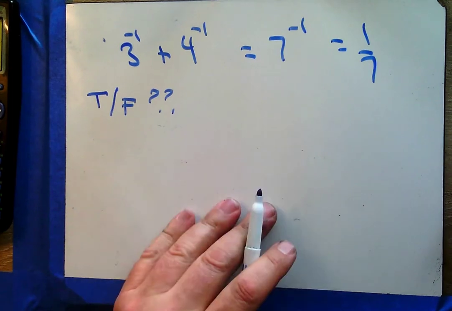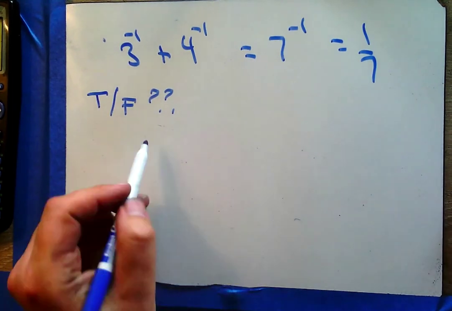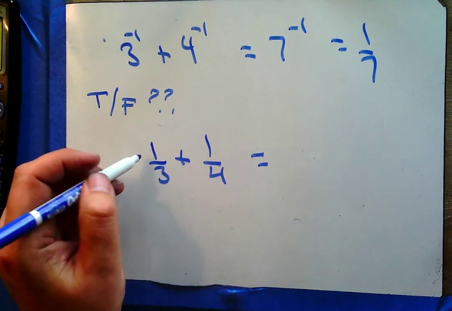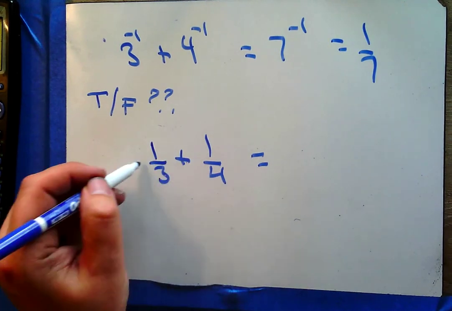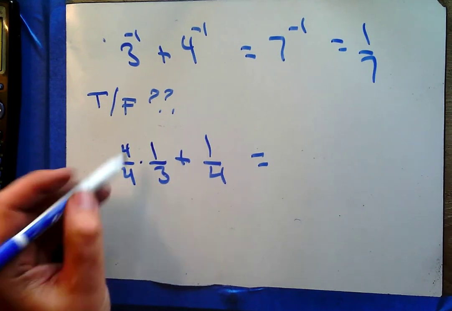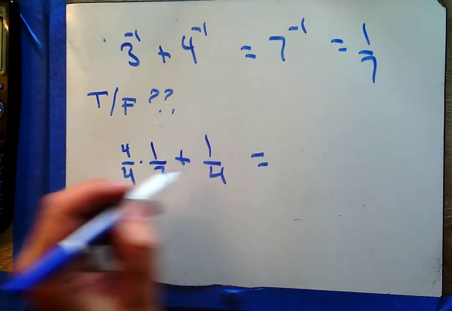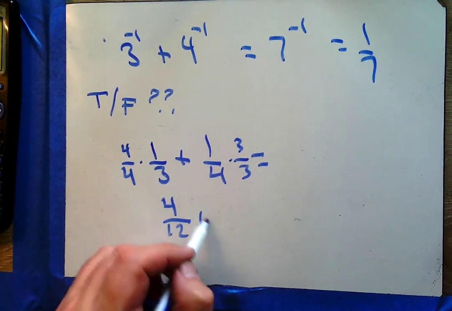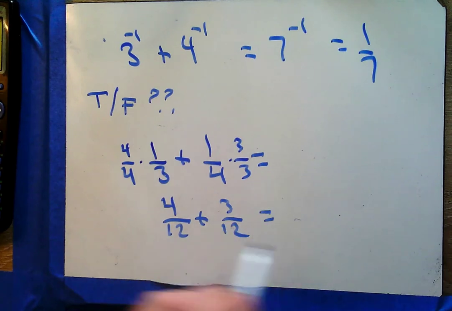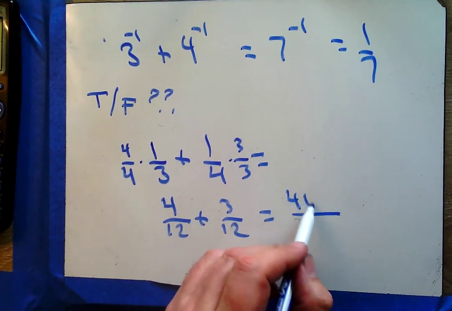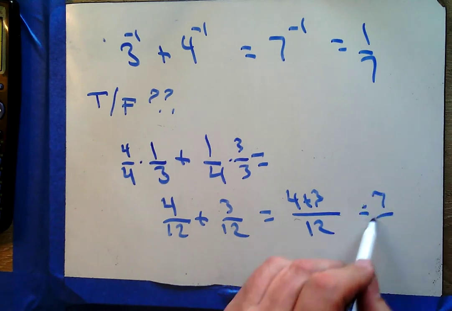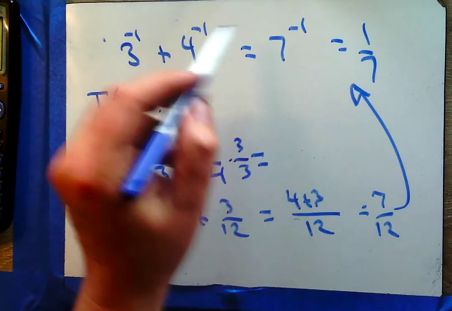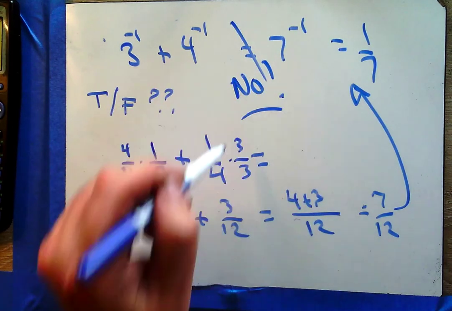What do you think? Well, when I think about this, I've got 1 over 3 plus 1 over 4. And I remember my middle school math teacher saying, you want to add two fractions? You better make a common denominator. So here I have to multiply by 4 over 4, and here I have to multiply by 3 over 3. So I've got 4 over 12 plus 3 over 12, and since they have a common denominator, I can do 4 plus 3 over 12, which is 7 over 12. 7 over 12 is not 1/7. So no, don't do it.